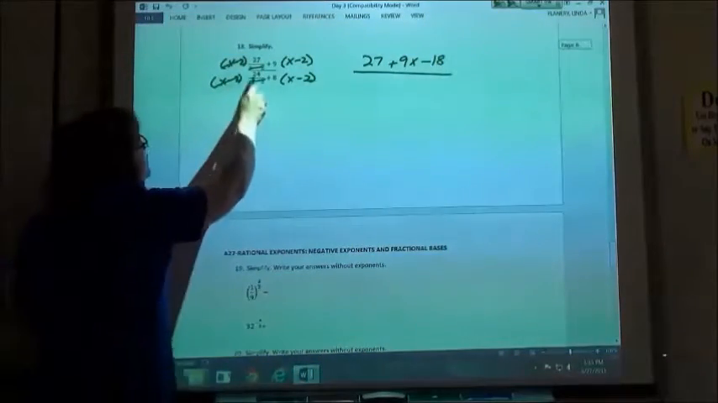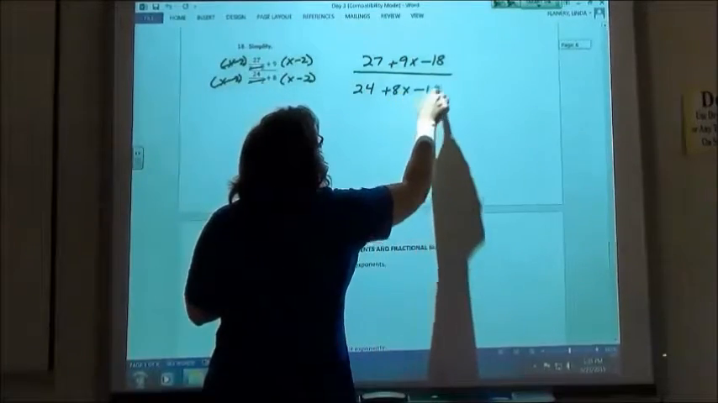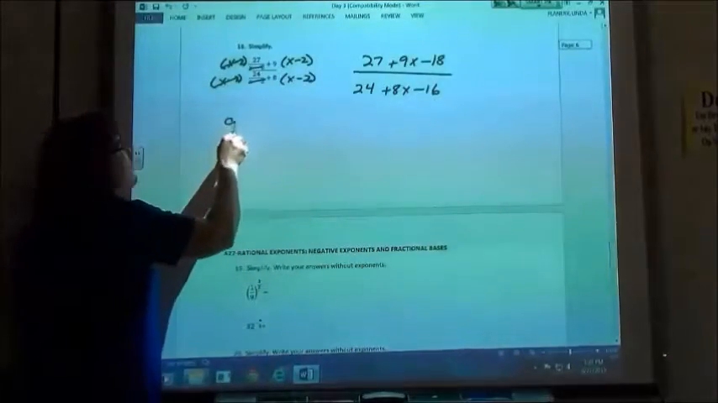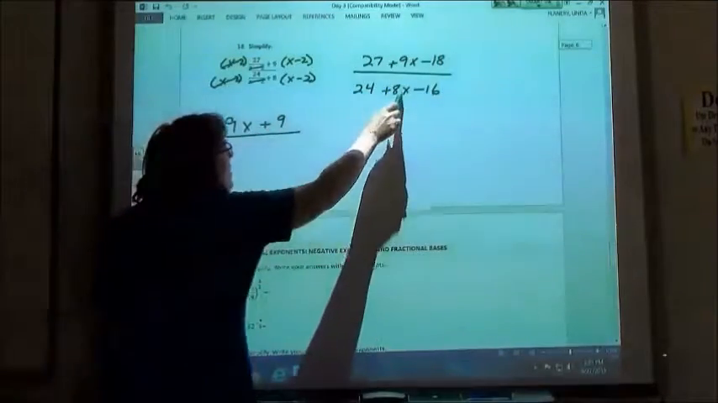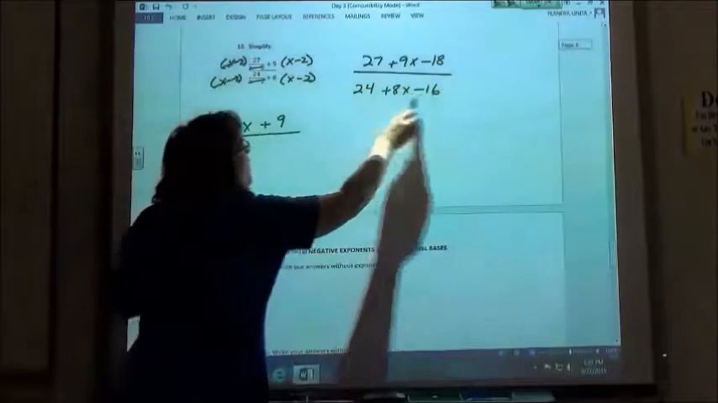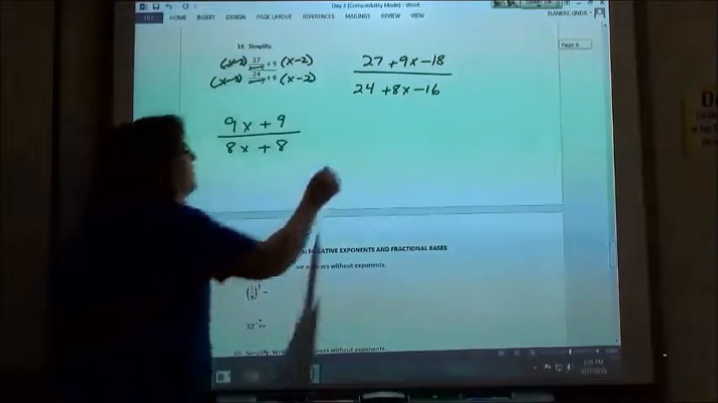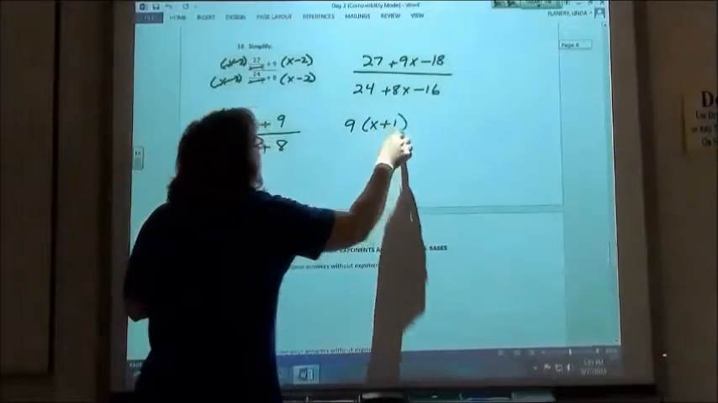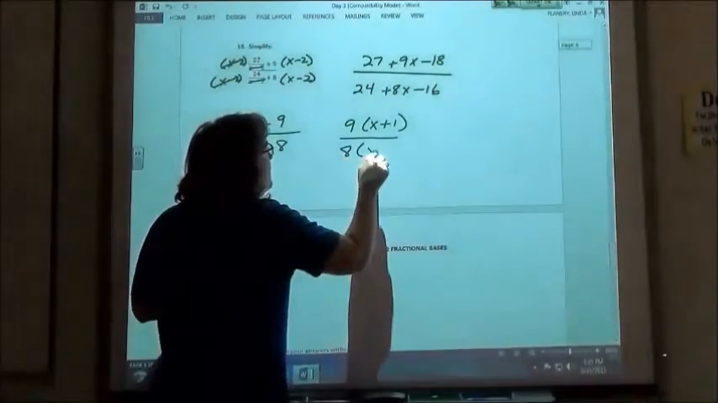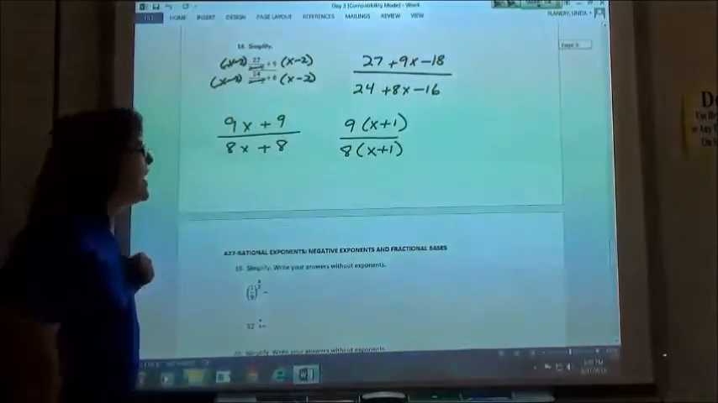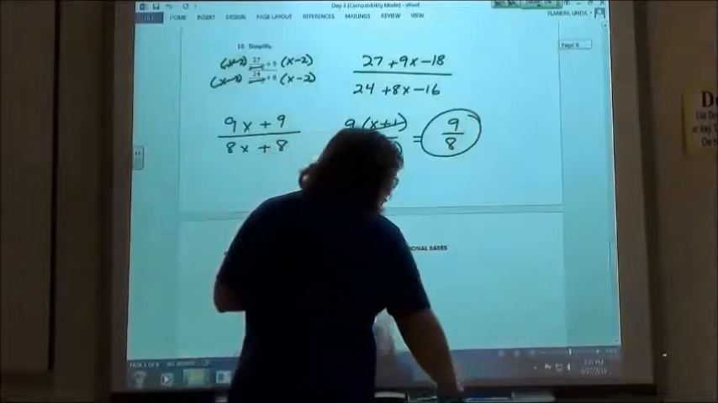On the bottom, again, I canceled, so I get the 24 on top of the fraction, and multiplying that out, plus 8x minus 16. So on the top, we have 9x, 27 minus 18 is plus 9, and on the bottom, we have 8x, and 24 minus 16 is 8. We can factor those. If I factor the 9 out of the top, we get 9 times x plus 1. If I factor the 8 out of the bottom, we have 8 times x plus 1. So when we reduce that, canceling out our x plus 1's, we just get the fraction 9 over 8.